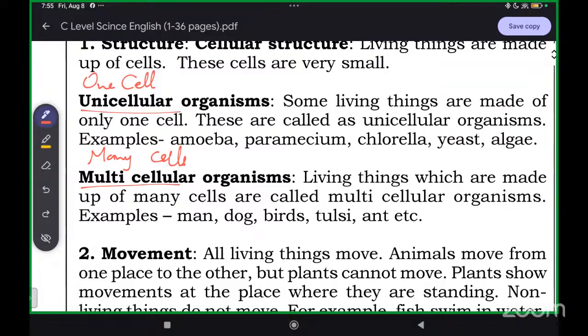Mostly, they are various types of microorganisms, such as amoeba, paramecium, cholera, yeast, algae. All of these are unicellular organisms. They have only one cell, whereas multicellular organisms such as humans, dogs, birds, tulsi which is a plant, ant, etc. are all multicellular organisms. Living things which are made up of many cells are called multicellular organisms.